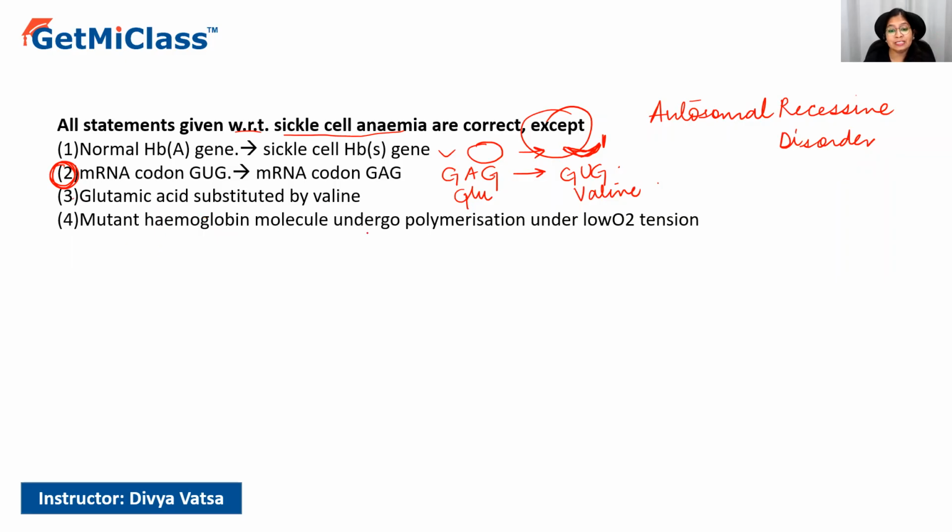Next, the mutant hemoglobin molecule undergoes polymerization under low oxygen tension. So this is what happens, right? Now your RBCs have become this shape, with a mutant hemoglobin molecule. Because of the shape, this mutant hemoglobin molecule cannot carry oxygen like it used to before. It can carry very little oxygen. Therefore, we say that the mutant hemoglobin molecule undergoes polymerization under low oxygen tension.